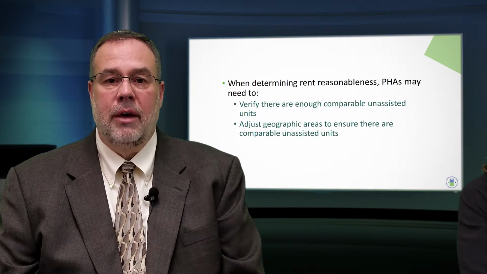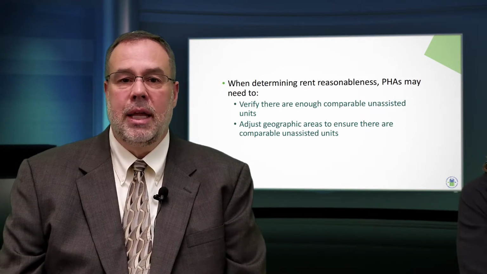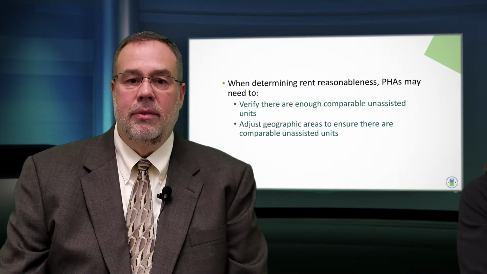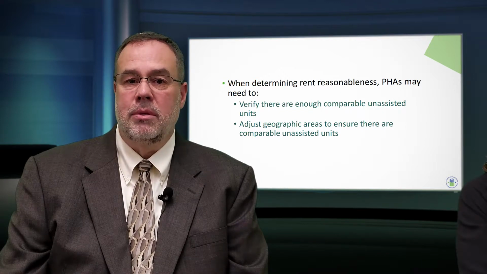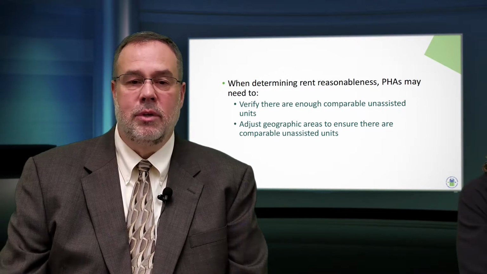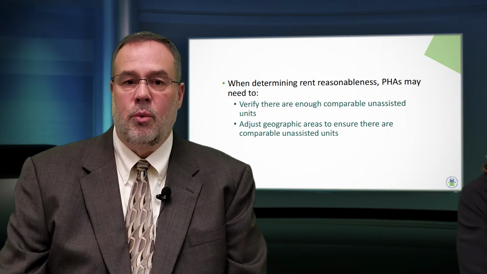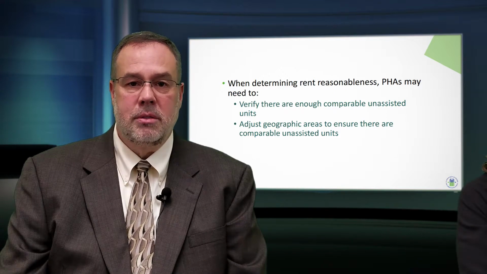Under small area FMR, PHAs may increasingly find that they are working with landlords in neighborhoods with higher demand for rental units. These landlords may be better positioned to negotiate for use of higher cost units as comparables when the PHA conducts rent reasonableness determinations. Other than the threshold that triggers the need for a rent reasonableness determination, rent reasonableness requirements do not change with the implementation of small area FMRs.